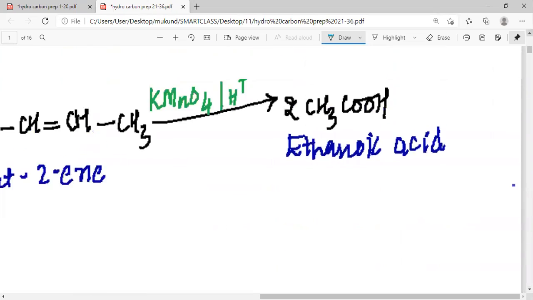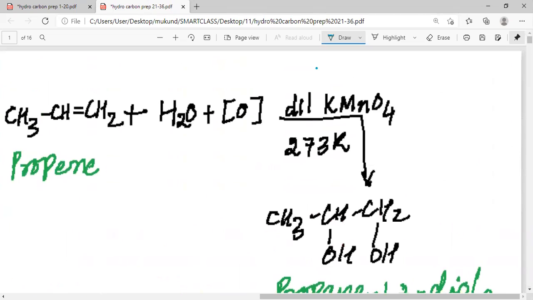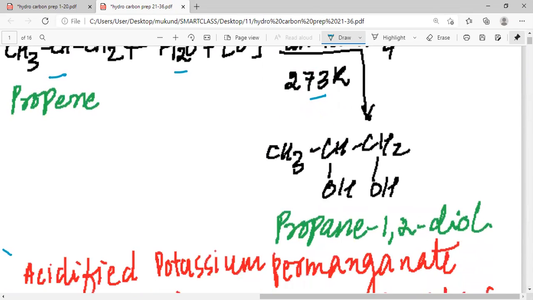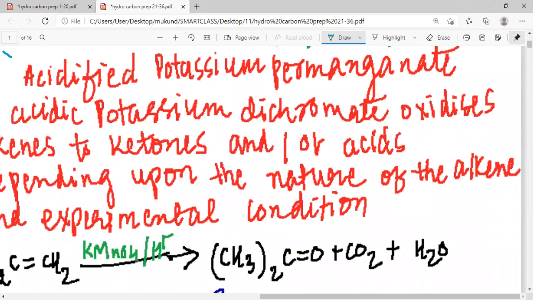Now let us move forward and understand the next one. Same way, my dear students, if we have propene, when it reacts with water and dilute KMnO4 solution at 273 Kelvin, we are going to get propane 1,2-diol. Please remember, my dear students, that the same kind of reaction is also possible with the alkynes.